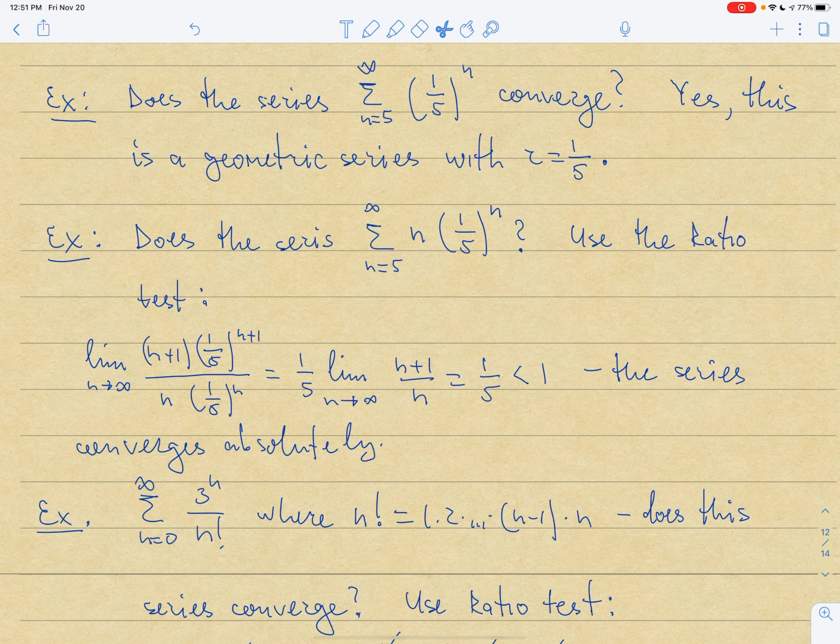Even though I'm multiplying 1/5 to the n by a fairly large number, n, eventually, right, which is not bounded. But 1/5 to the n goes to 0 much faster than n goes to infinity, and that means that I'm still able to add up infinitely many terms of my series.